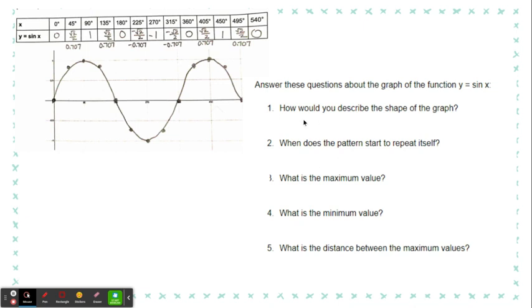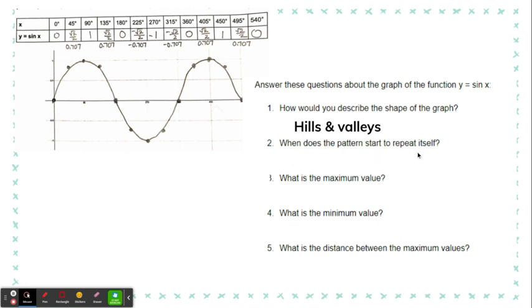And pause the video, answer these questions for me, and see how you do, and replay the video when you're ready to check your answers. It says, describe the shape of the graph. Some people call it curves. There's a lot of ups and down curves, and other people I see a lot of hills, and I see a lot of valleys, hills and valleys all the way through.